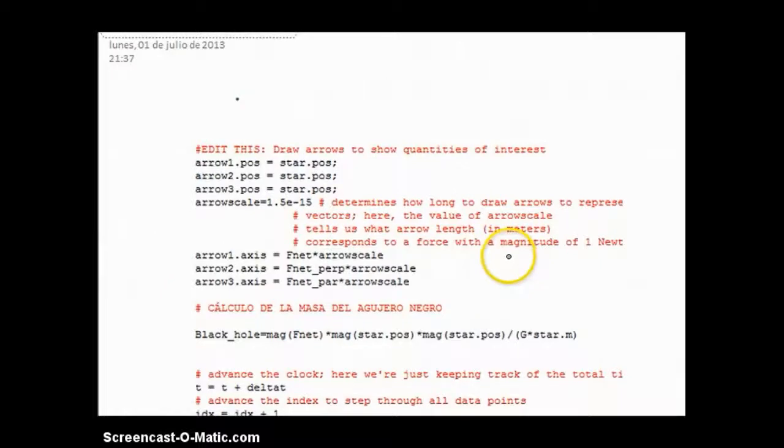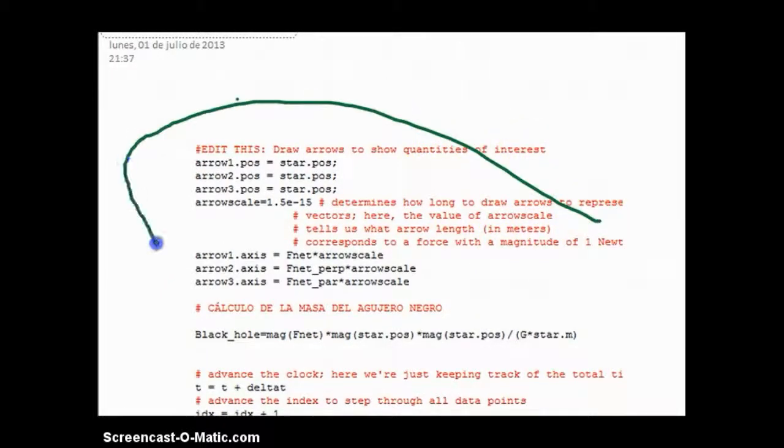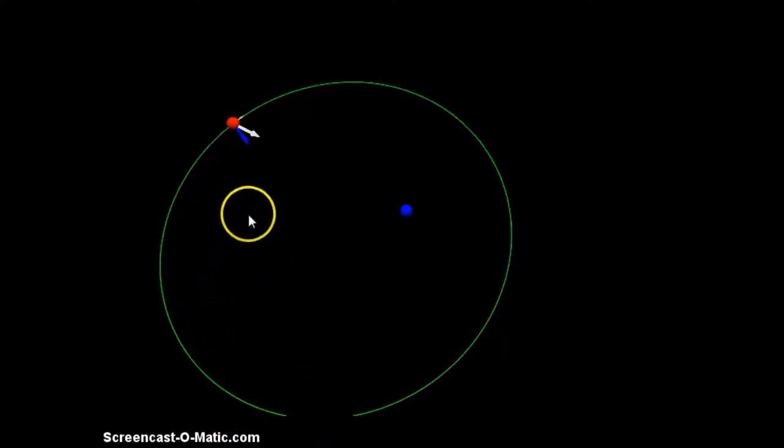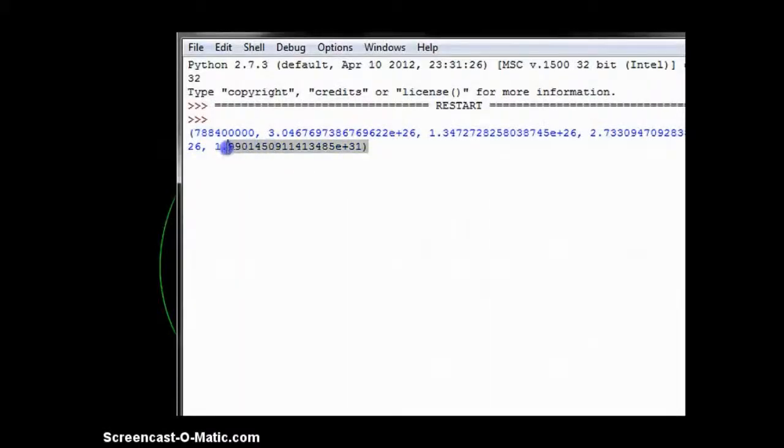We're going to draw these vectors, net force and perpendicular and parallel net force, with these arrows. And so we can see the situation. The star is the red ball, and the white arrow is the net force, the blue arrow is the perpendicular net force, and the yellow arrow is the parallel net force. Here we can see the mass of the black hole.